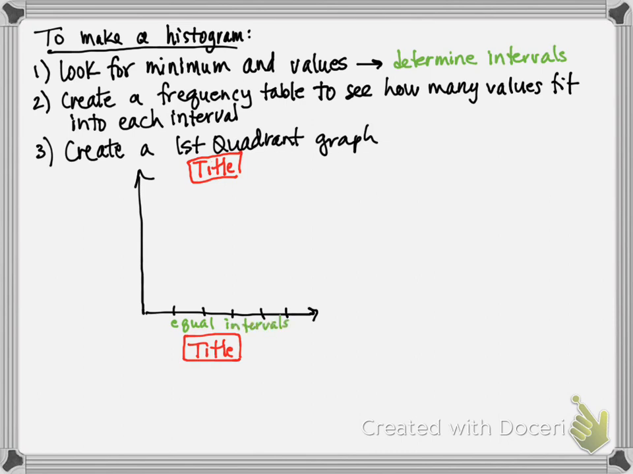Then you're going to see tick marks on the y-axis, evenly spread out. You're going to count by whatever intervals you decided to do, or the frequency numbers are going to tell you what to do. So this can either be called frequency on the side, or you might say something like number of people, number of wins, number of shirts, whatever.